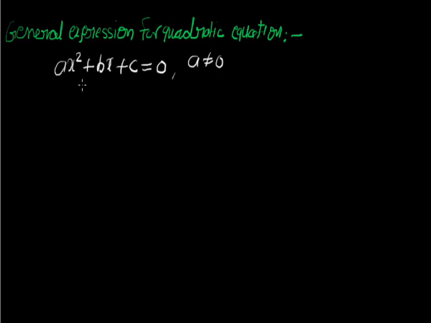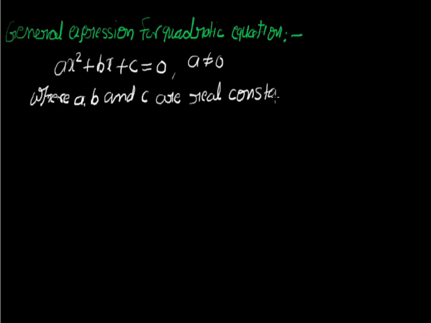a means the coefficient of x square, and a, b and c are real constants, meaning the values of a, b and c can be real values. So this is the general expression for a quadratic equation. Now let us take a few important cases. What will happen if a is equal to 0?